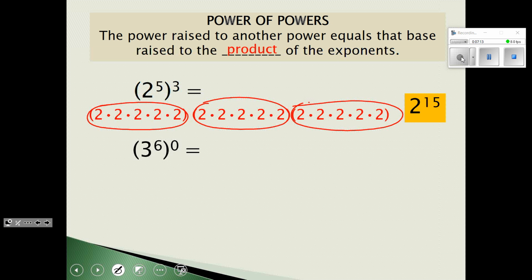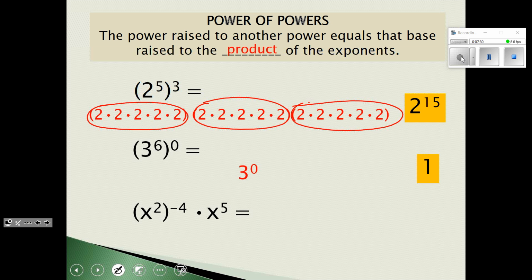If we apply that same property to this, 3 to the sixth power raised to the 0 power, we would multiply 6 times 0. And we know that 6 times 0 is 0. And we have also learned that anything raised to the 0 power is 1.